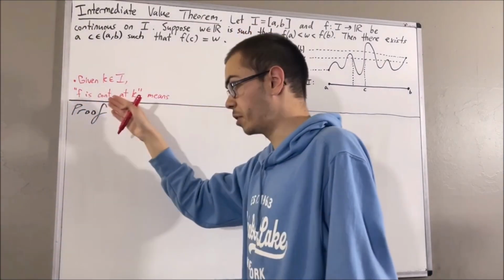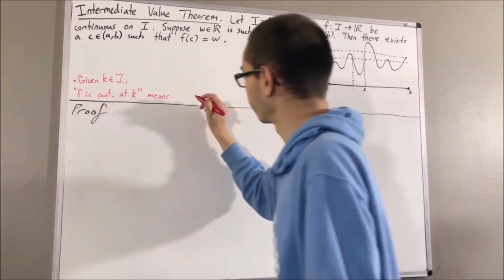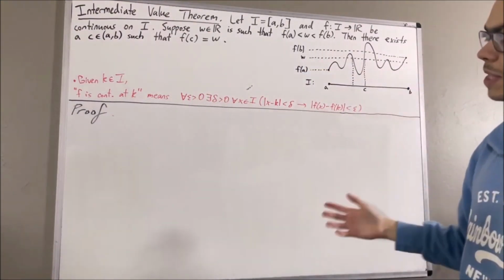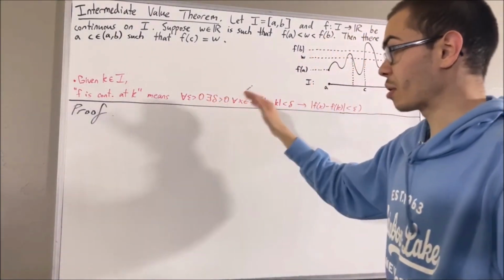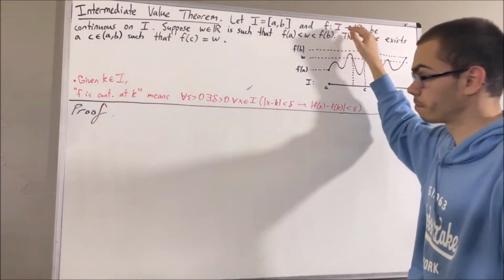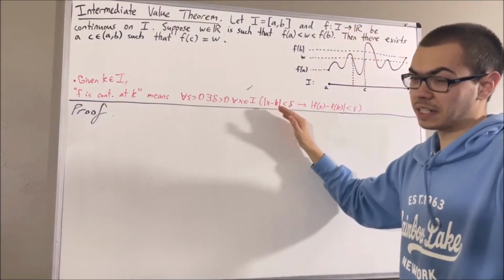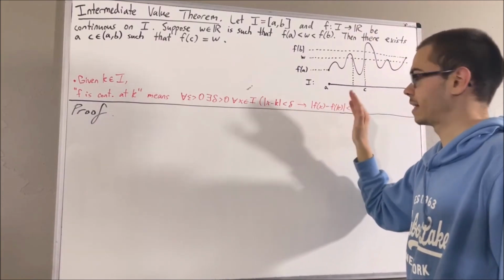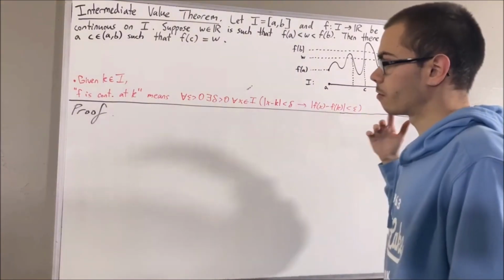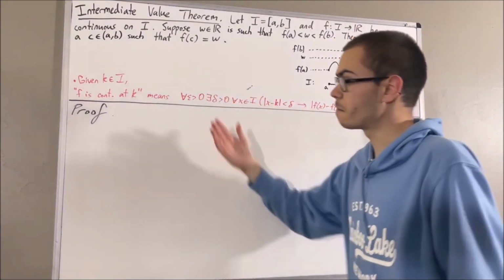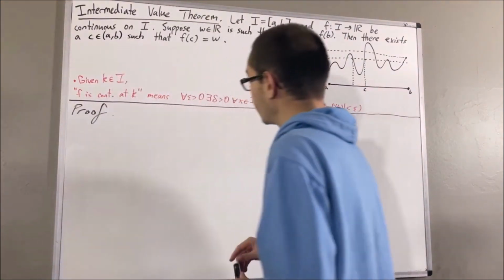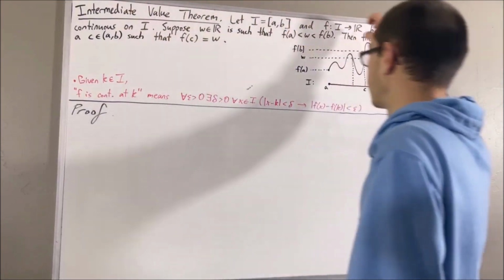Well, to say that f is continuous at k means the following. It means for every epsilon greater than 0, there exists a delta greater than 0, such that for all x in the domain of our function, if the absolute value of x minus k is less than delta, then the absolute value of f(x) minus f(k) is less than epsilon. Right, so this is what it means by definition for f to be continuous at k. Okay, so with this context, let's begin proving this theorem.